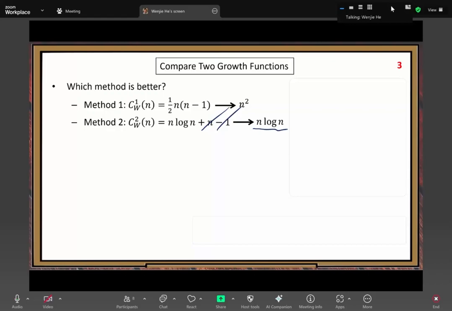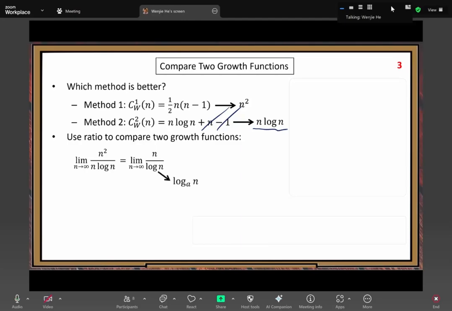Okay. Now, let's do comparisons on these two simplified functions. All right. We still take the ratio limit of these two functions. So we can do cancellation. After cancellation, we need to calculate the limit when n goes to infinity, the ratio n over log of n.